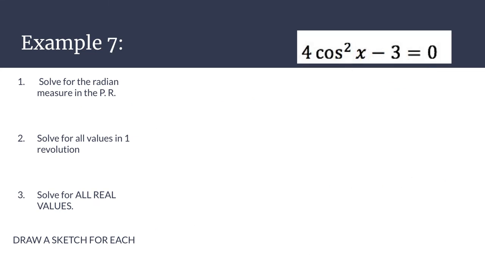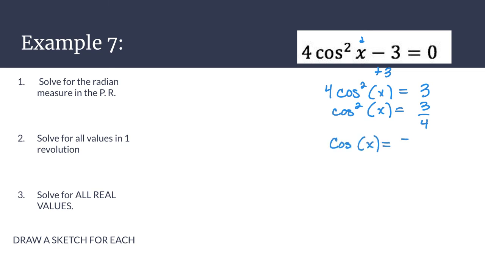Let's look at one more. We have 4 cosine squared x minus 3 equals 0. Again, we have to isolate the cosine. So we're going to start by adding 3 to both sides. Then we divide both sides by 4. Now we're going to get rid of that square by taking the square root of both sides. Remember, if you take a square root, you have to add in your plus and your minus. Now I cannot reduce the square root of 3, but the square root of 4 is 2.